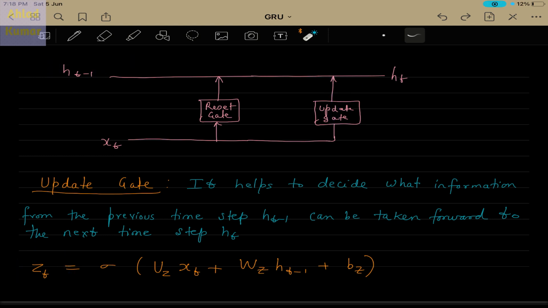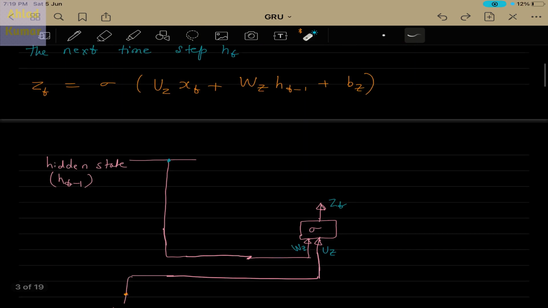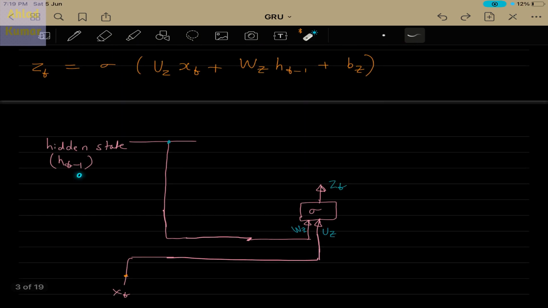z t is the output of this update gate. That is given as sigma, the sigmoid operation, on U z x t plus W z h of t minus 1 plus b z. These are the trainable matrices which you will be training during back propagation, and x t is the input at the current time step t, h t minus 1 is the information in the hidden state at the previous time step t minus 1, and this is the bias. So basically the update gate is represented in this equation. If you see this in a diagram, it will look like this. Here you can see we have h t minus 1.